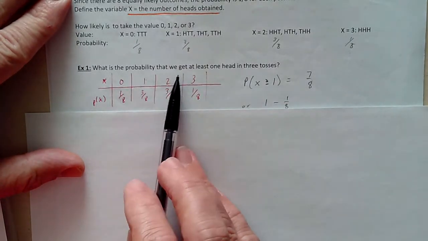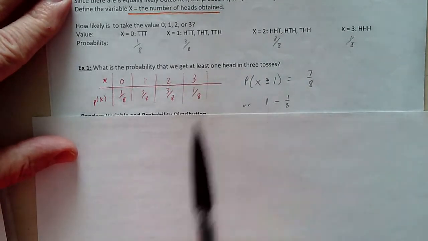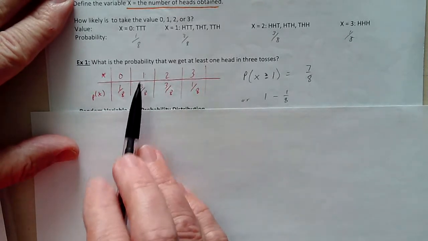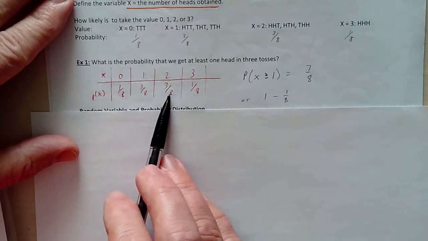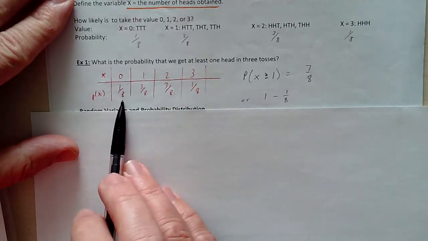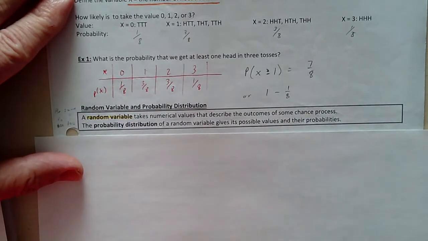Okay, so what's the probability we get at least 1 head in 3 tosses? I might be going a little too fast. Pause and write that down if you need to. But at least 1 would be this, 2 heads, 3 heads. Add those together, or we can do 1 minus none. 1 minus the 1/8 gives us 7/8, okay?